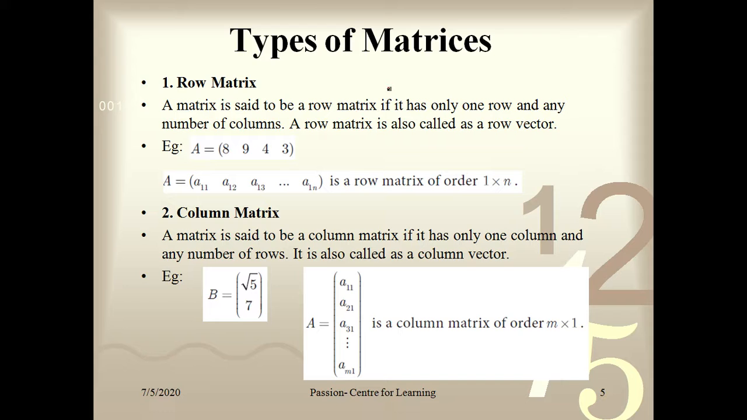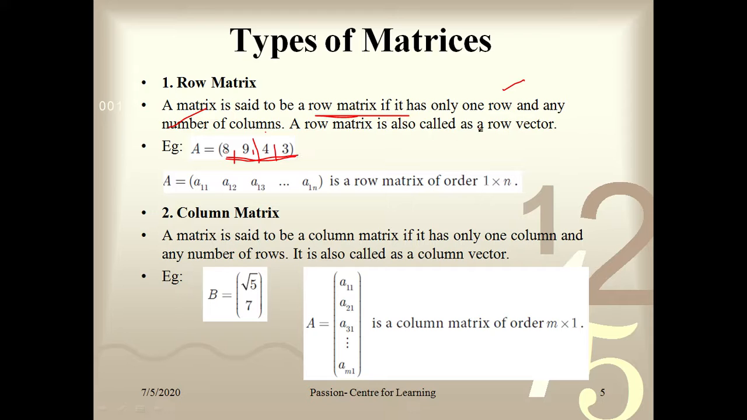A matrix is said to be a row matrix if it has only one row and any number of columns. Row matrix means it should have only one row. You can have any number of columns: first column, second column, third column, and so on. This is called a row matrix, and it is also called a row vector.